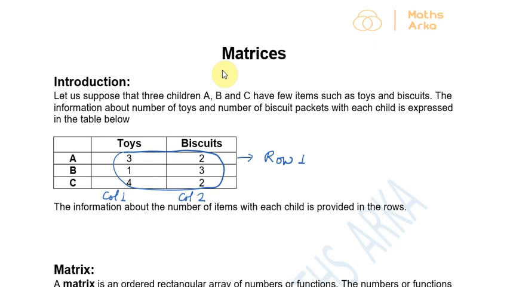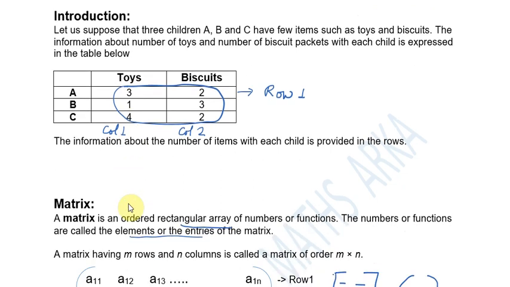So first of all, there was one introduction, the real life example of where all places we could use the matrices. The actual data that is provided in this table is actually the matrix, and the horizontal elements are called the rows and vertical ones are called columns.